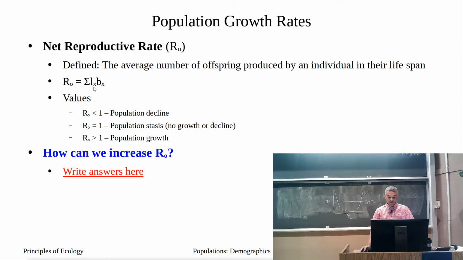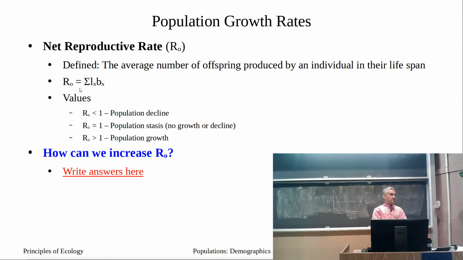Yeah, so one idea was to remove predators. If we remove predators, we decrease our mortality rate and thereby increase our survivorship. If you increase your survivorship, you can increase your R naught. What's another way in which we can increase this R naught? What's the other variable that affects R naught? Births? So if we can increase our births, we can also increase our R naught.